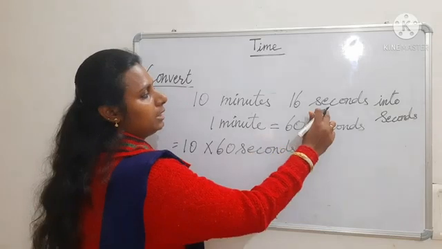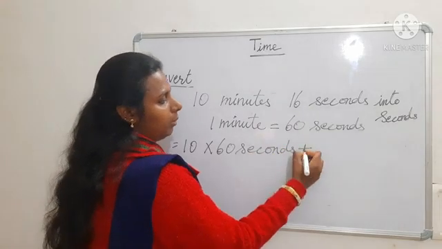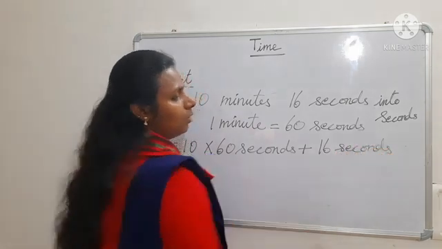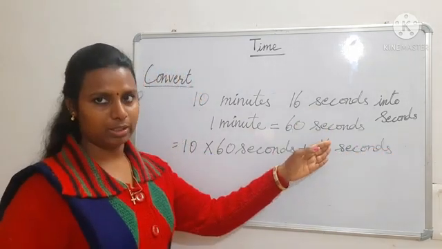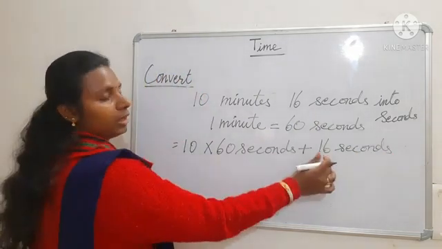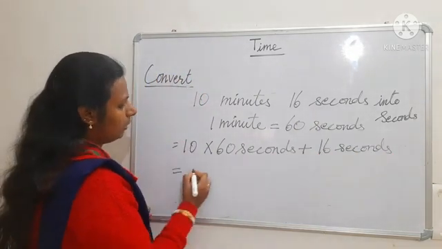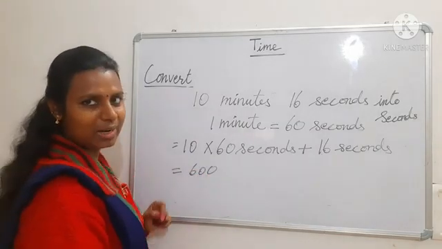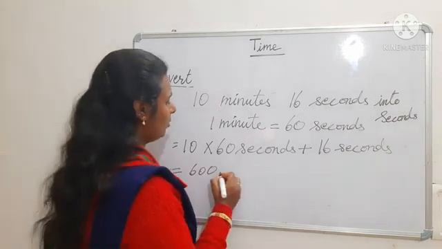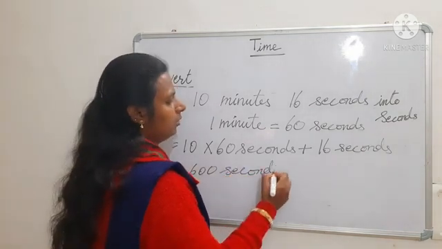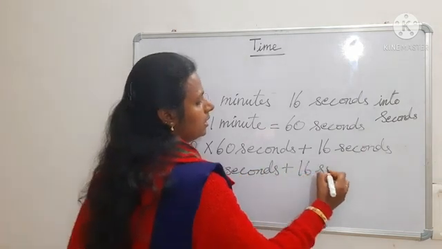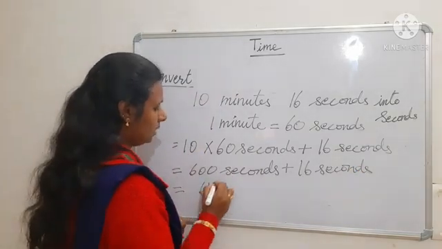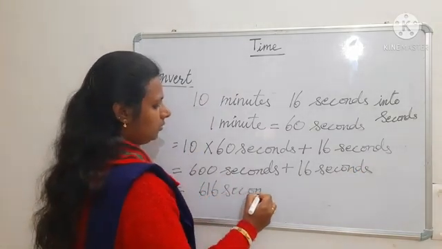As usual, these seconds we have to add. So I am writing plus 16 seconds, because we are not going to convert seconds into seconds. We write it as it is. Now multiply: when you multiply by 6, just add 0, you know that. 600 seconds plus 16 seconds. So the total is 616 seconds.